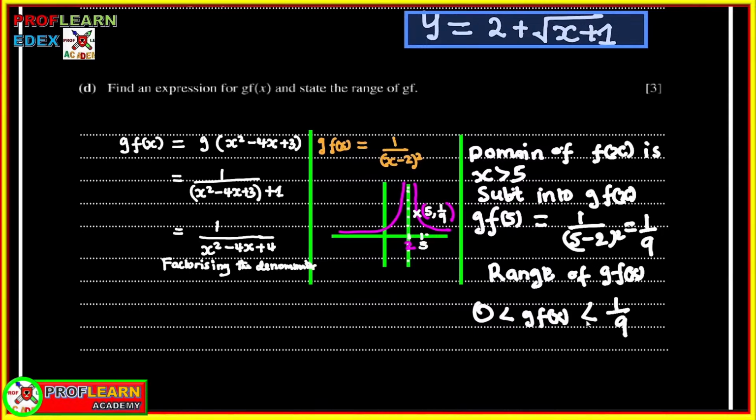Because if you look at this function, as the value of x increases to the right from 5, the graph keeps on decreasing as it's approaching 0. But this graph is never going to touch the x-axis. So that's why we're saying the range of gf of x is going to be greater than 0 and less than 1 over 9.